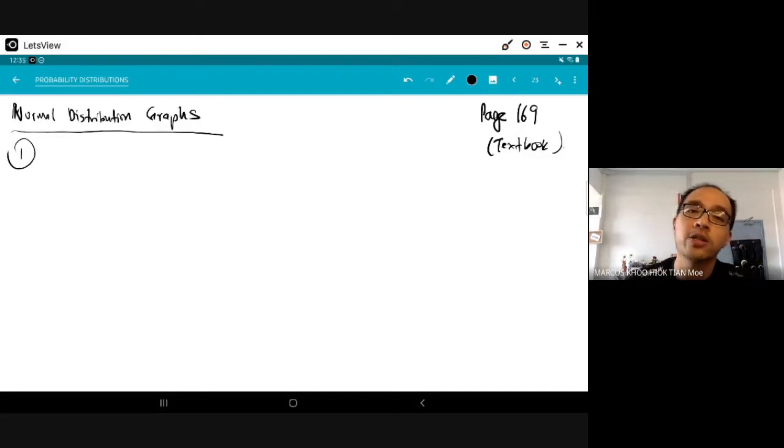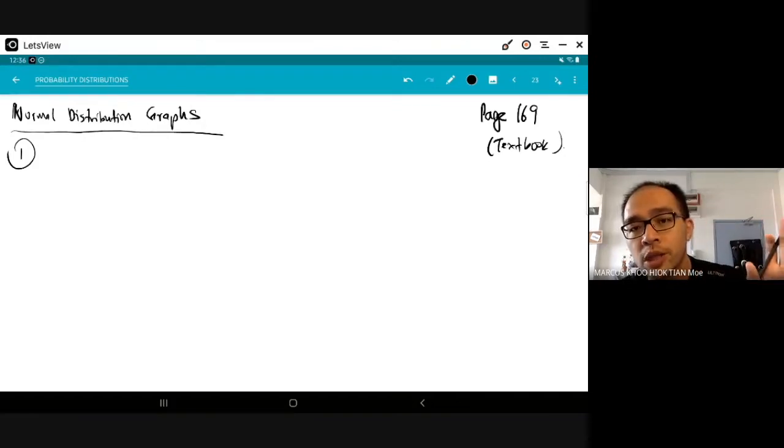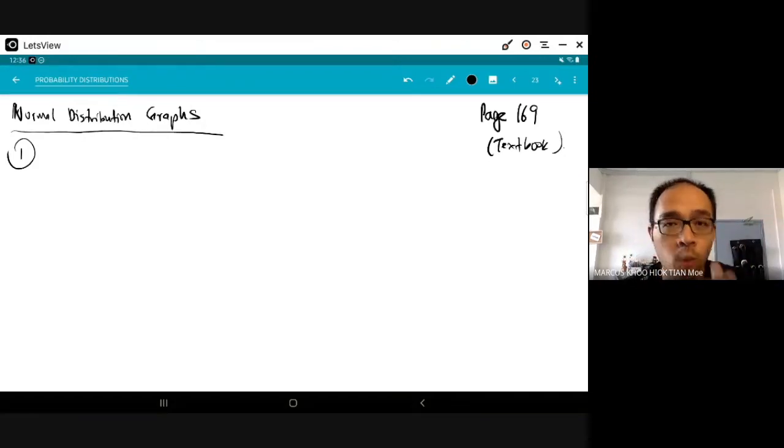Today we're going to continue to look into normal distribution graphs. I am purposely doing this subtopic very slowly because I think it's very important for you to know the connection, the relationship between binomial distribution and normal distribution, and why normal distribution is very, very important. It's very important for us to understand.